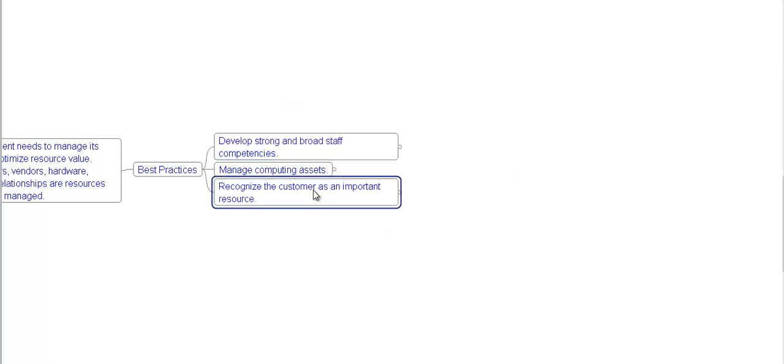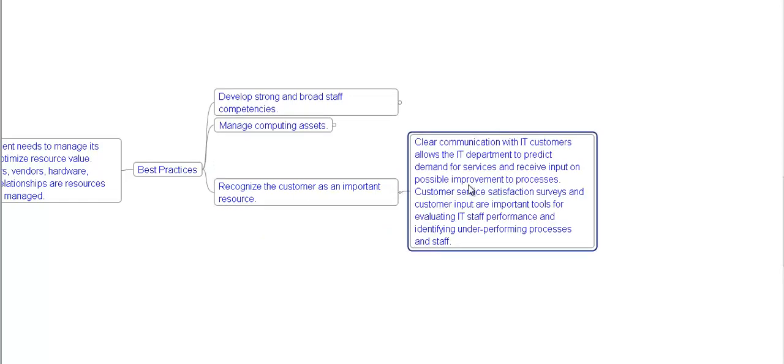Recognize the customer as an important resource. Clear communication with IT customers allows the IT department to predict demand for services and receive input on possible improvements to processes. Customer service satisfaction surveys and customer input are important tools for evaluating IT staff performance and identifying underperforming processes and staff.